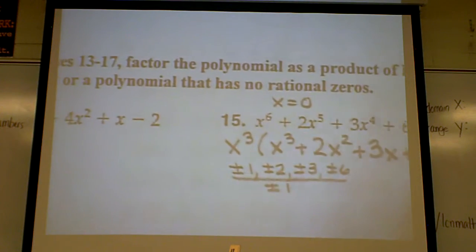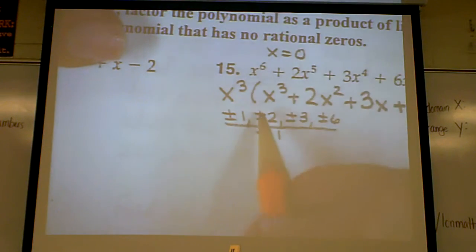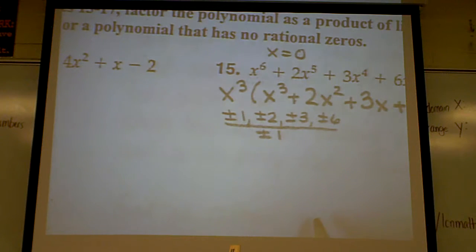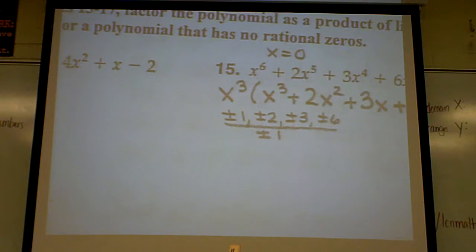Now read the directions in this. It says factor the polynomial. So they want it in factored form. You need to find the zeros to get it in factored form, but you need to do what we just did on that last example. Okay? Skip to 7 or 9 or 11.